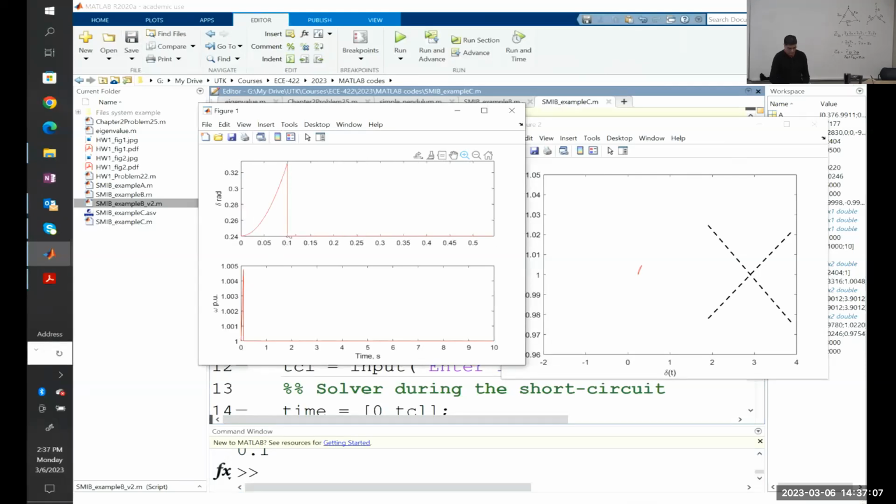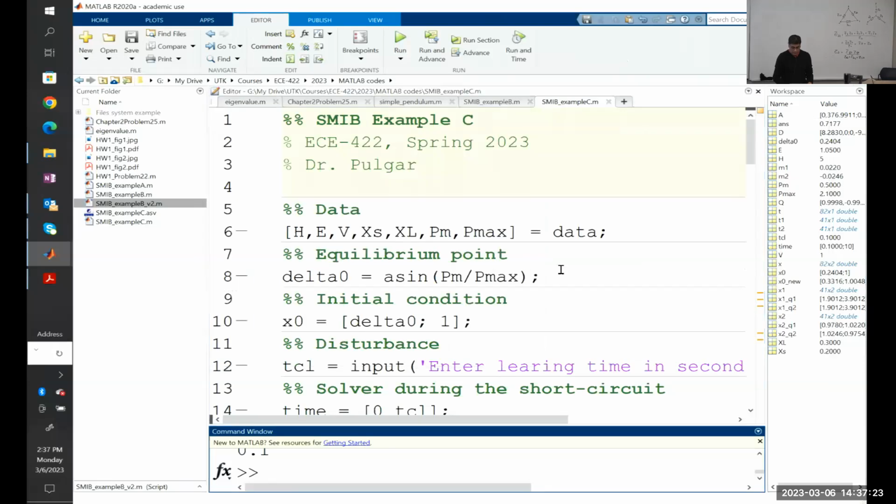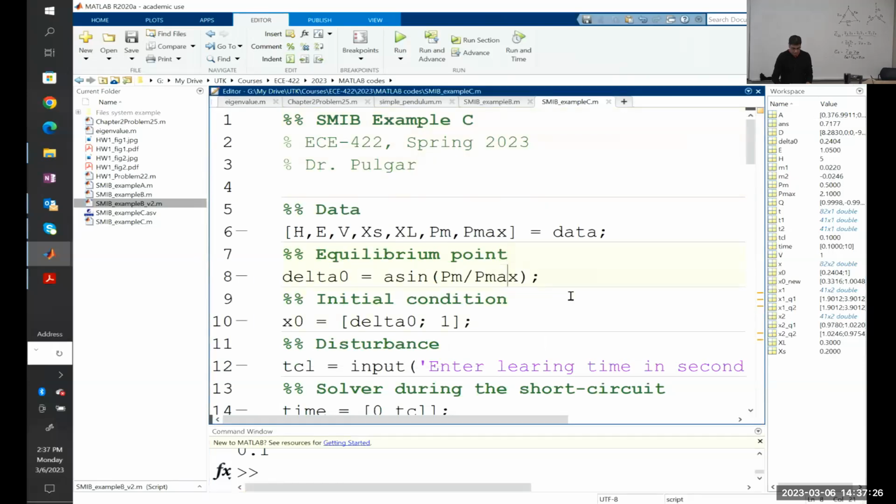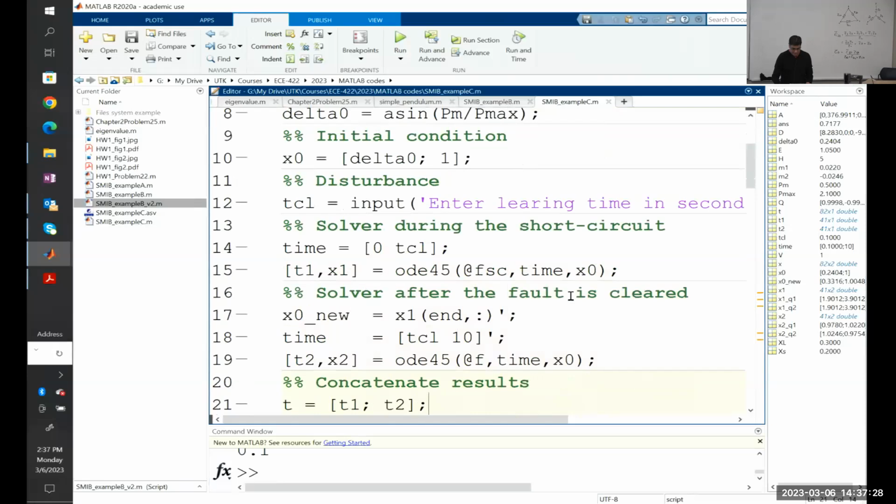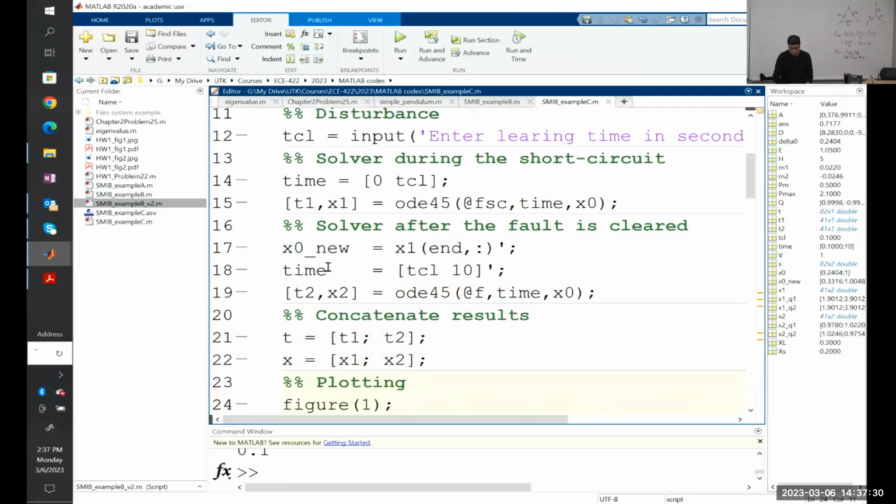Looks like it's just a short circuit. Yeah, after that, it doesn't do anything actually. So we need to check what is the problem with this. The issue here has to do with the simulation of the second part. So we do have the short circuit, and that seems to be working fine.